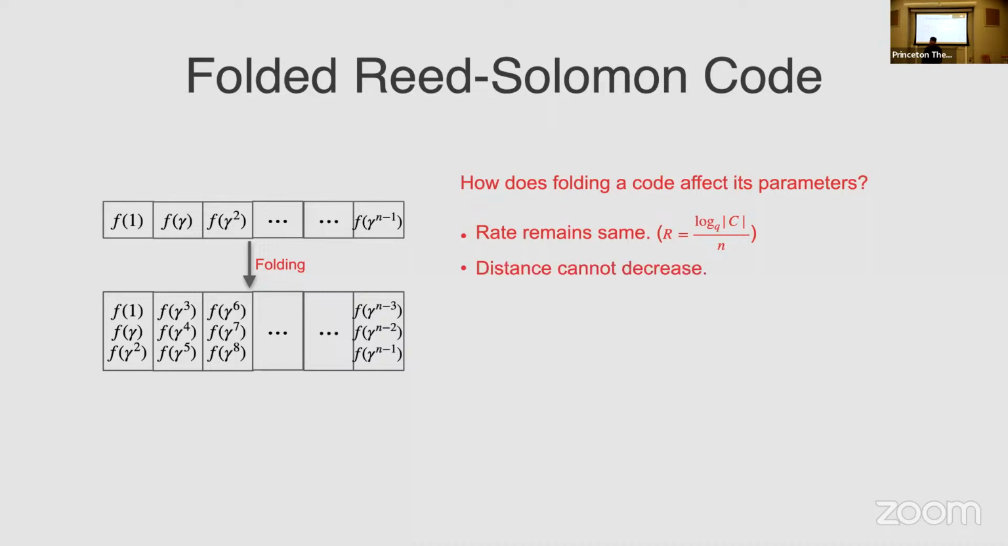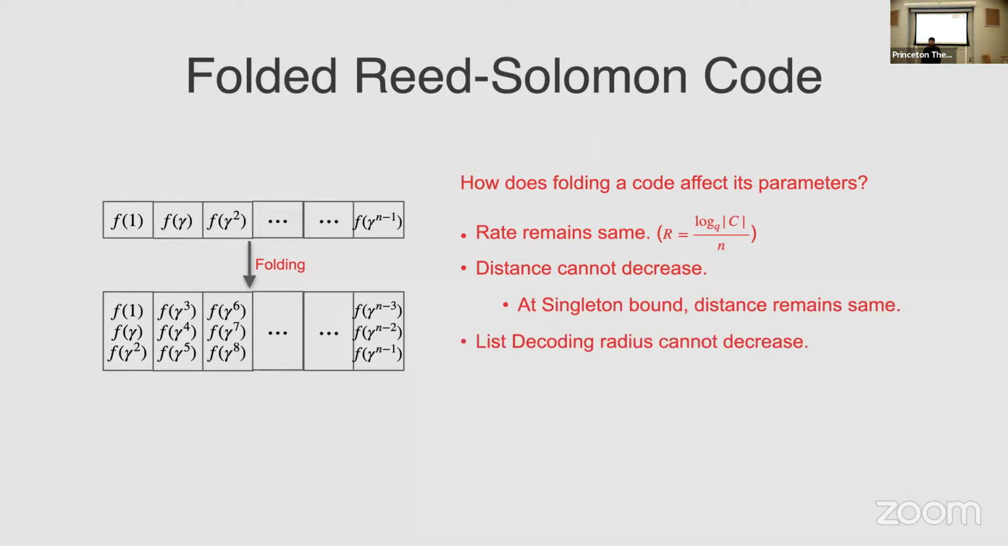The distance cannot decrease, but it may increase. But if we are talking about optimal codes to begin with, it cannot increase even more. Otherwise, we would be violating the Singleton bound. So at the Singleton bound, the distance remains the same.